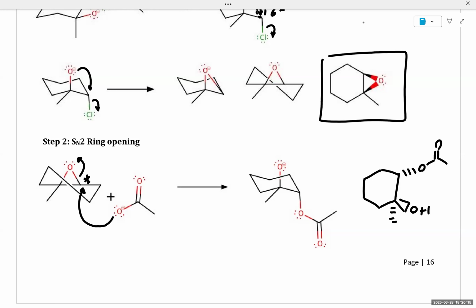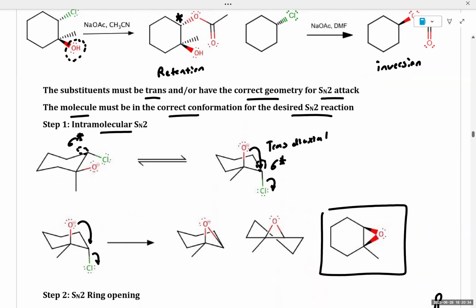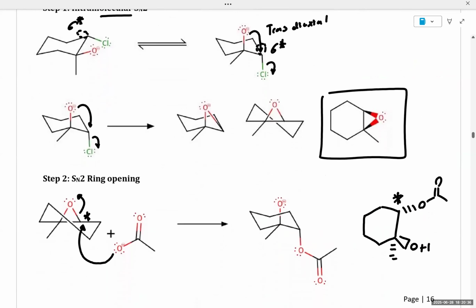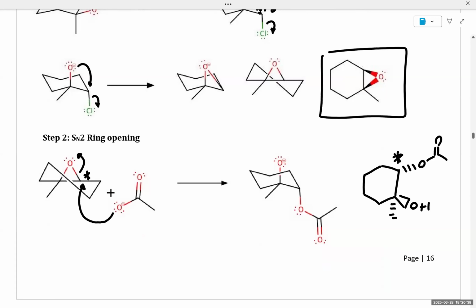So as you can see, we end up with an intramolecular SN2 reaction followed by an intermolecular SN2 reaction. Two SN2 reactions yields a net retention of stereochemistry. As you can see how this stereocenter has a net retention. Okay, so this is how anchimeric assistance works.